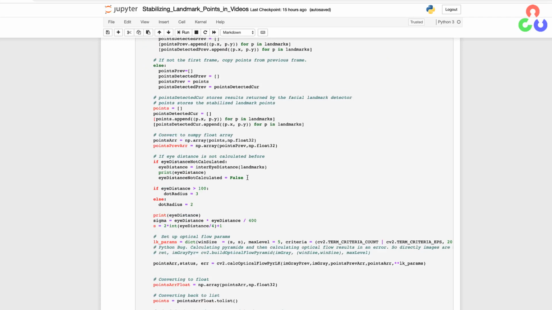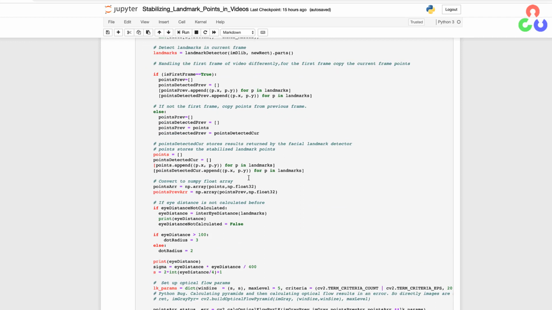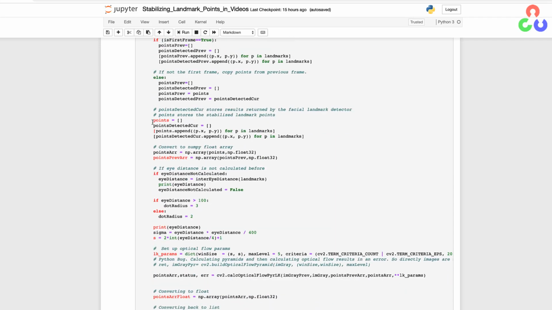Now, the first frame needs to be treated slightly differently because in the first frame, we do not have a previous frame. We cannot do optical flow. So if it is the first frame, we simply put the points previous and points detected previous. Both of them are populated with whatever landmarks we have received. But if that is not the case, we copy it from the current estimate of points, and the current detected points are also copied over to points detected previous. And then we have to populate points and points detected current.